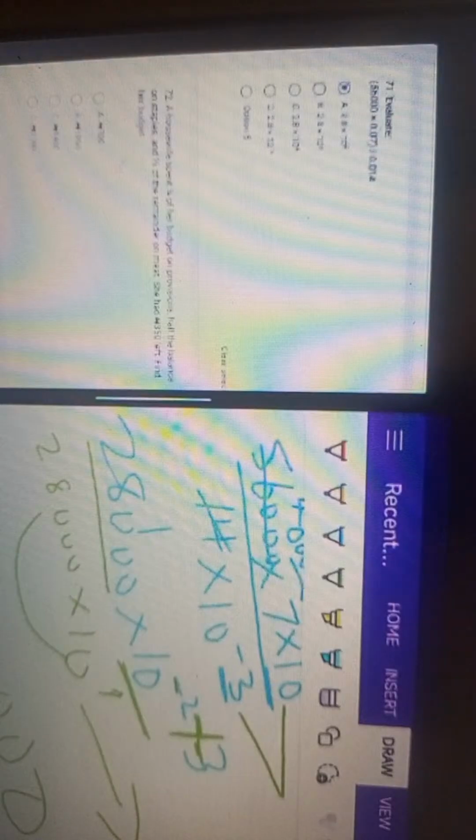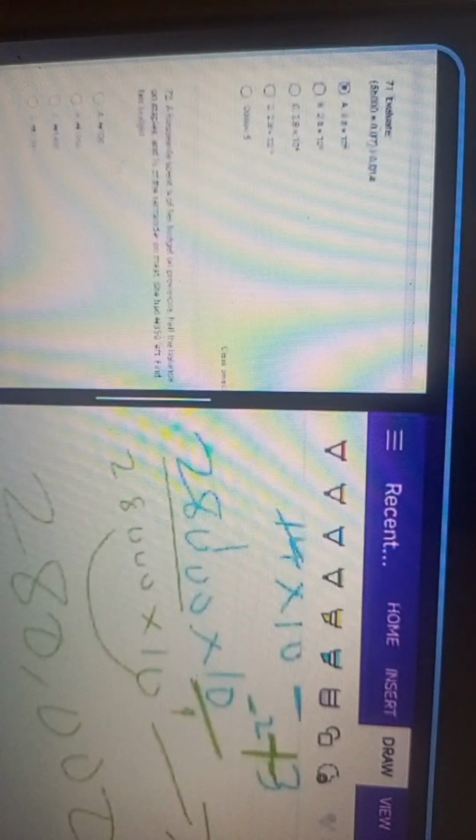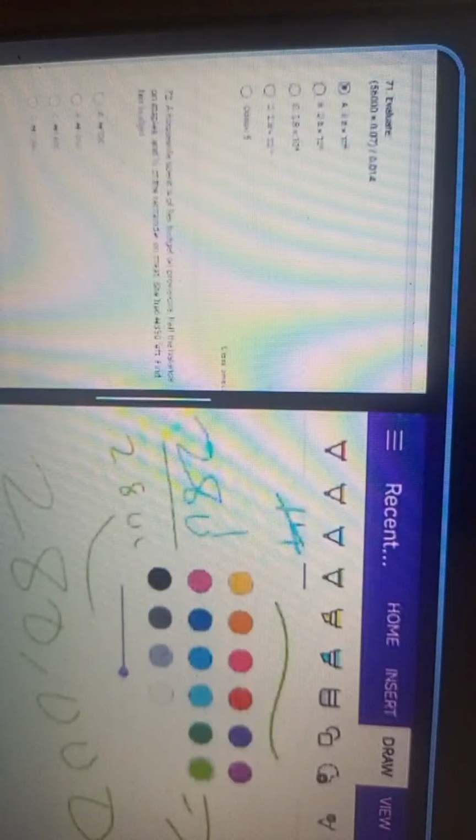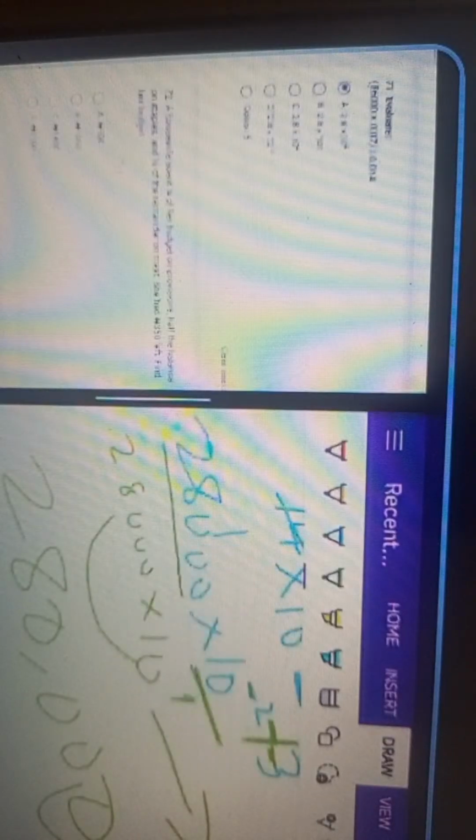All right. Now from here, to convert it to standard form, let's move it manually. 1, 2, 3, 4, 5. So you have 2.8 times 10 to the power of 5. Exactly. Yes, sir.